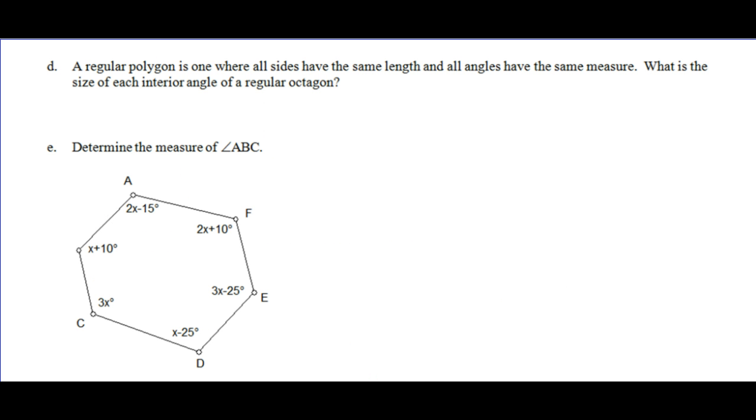So, octagon, 8 sides. S is equal to 180 times n minus 2, that's our formula. S is equal to 180 degrees times 8 minus 2, which is 180 degrees times 6, which is 1080.